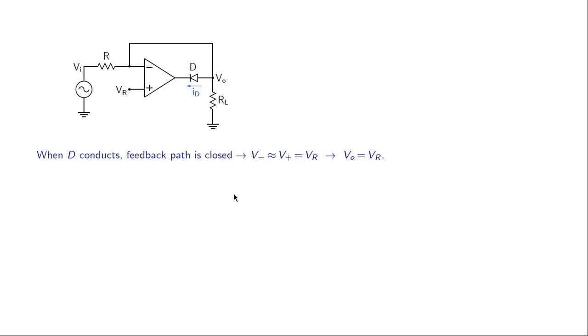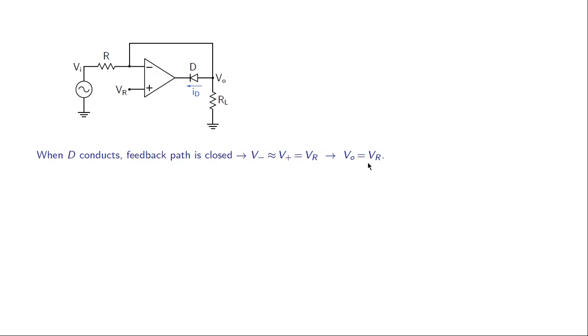Here is our second circuit. The only difference between this circuit and our previous circuit is that the diode has now been reversed. Let us see what it is doing. First, when the diode conducts, the feedback path is closed like that, and we can expect V minus and V plus to be nearly equal, and since V plus is equal to Vr, V minus is also equal to Vr, and since Vo and V minus are the same, we have Vo equal to Vr.